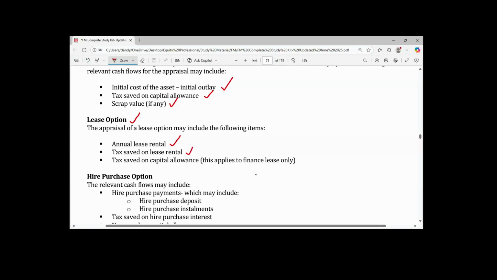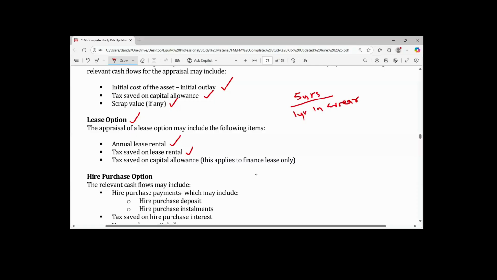Now, this tax saved on lease rental, when you want to determine the present value, you have to be very careful, because depending on when tax is paid, if tax is paid in arrears, it means that the tax saved on the lease rental you are supposed to claim in year one will be claimed in the second year because tax is paid 1 year in arrears. Let's say, for example, this asset has 5 years life. If tax is paid 1 year in arrears.